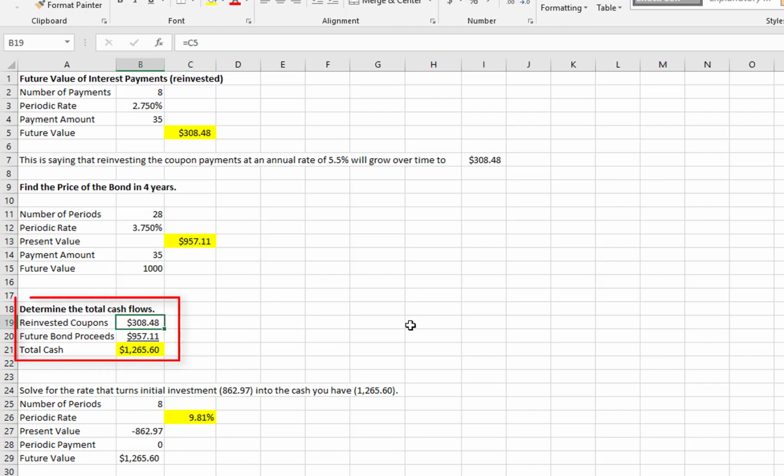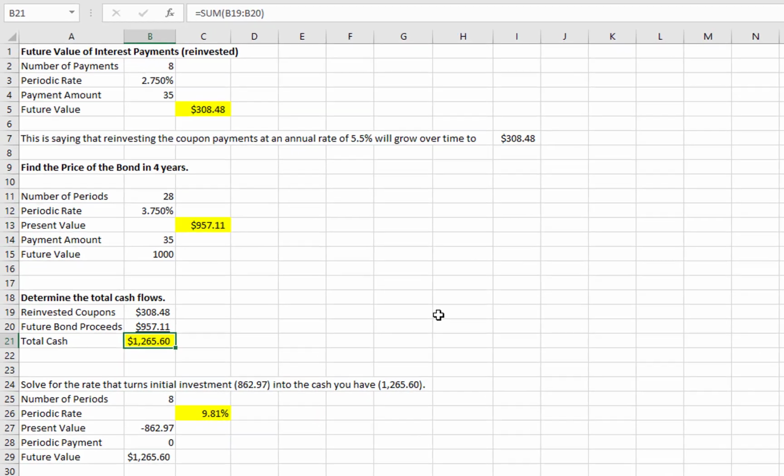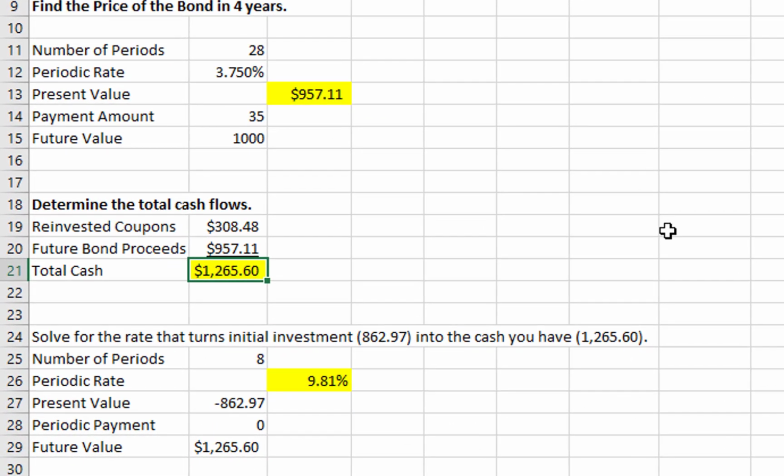So now we need to determine the total cash flows from our investment in this bond. We've got $308 that we'll have at the end of the 4 years from our reinvested coupons. We've got a disposition of the bond of $957, and so our total cash that we'll end up with as a result of investing in this bond is $1,265.60. So the total return, all we're doing is answering the question, what rate do I need to invest my money at in order to end up with $1,265.60?